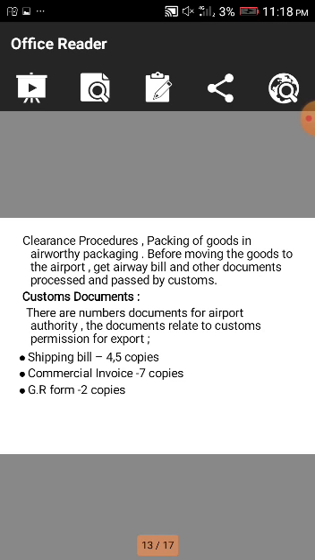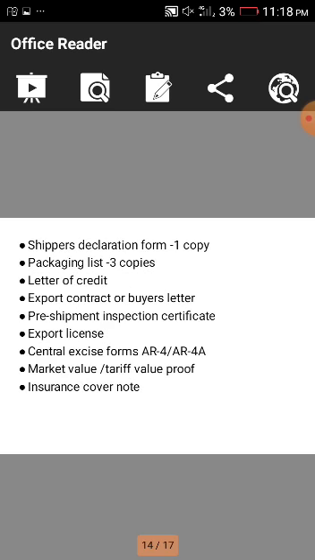First one, shipping bill 4-5 copies, commercial invoice 7 copies, GR form 2 copies. Shipper's declaration form 1 copy, packing list 3 copies, letter of credit, export contract or buyer's letter, pre-shipment inspection certificate, export license, central excise forms AR4 or AR4A, market value or tariff value proof, insurance cover note.